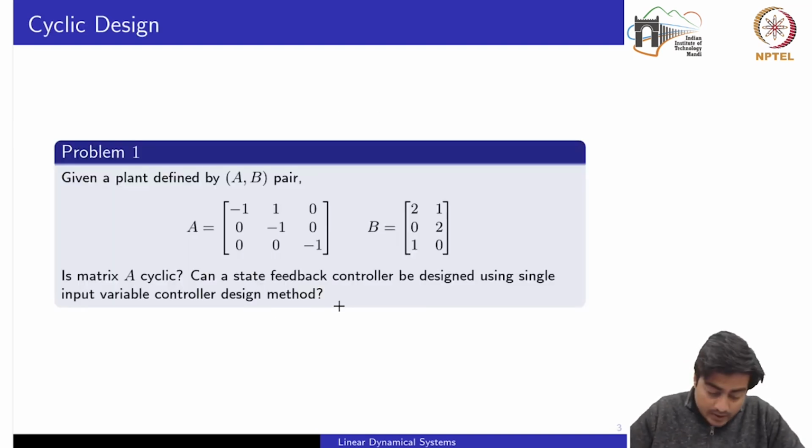So in problem 1, given a plant defined by the pair A, B, where A, B matrices are given by this. The first question we need to address is to find out whether the matrix A is cyclic or not. And the second part of the question is, can a state feedback controller be designed using the single input variable control design method? Okay.